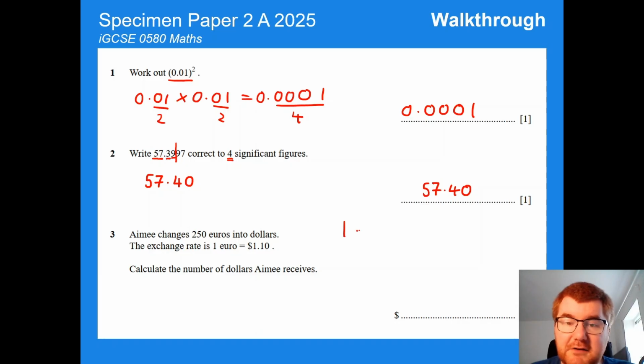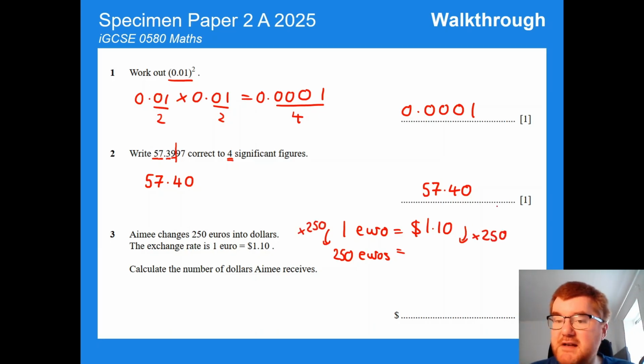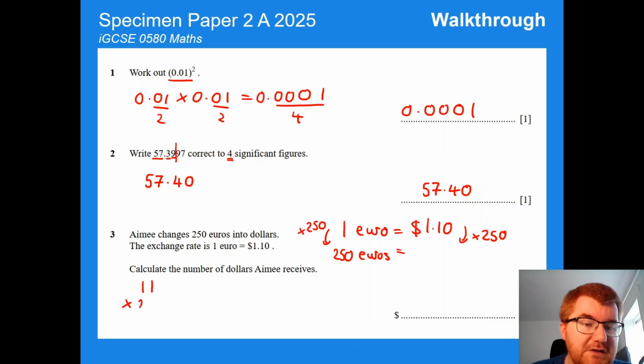The way I like to do this is we've got 1 euro is $1.10, and we want 250 euros. So what do we do from 1 to 250? Well, we multiply by 250, and we do the same on both sides. So we need to do the calculation of $1.10 times 250. Easiest way to work with decimals is just to times the numbers together normally. So we do 11 times 25. Lots of different methods for long multiplication. I'm going to do it old school here.